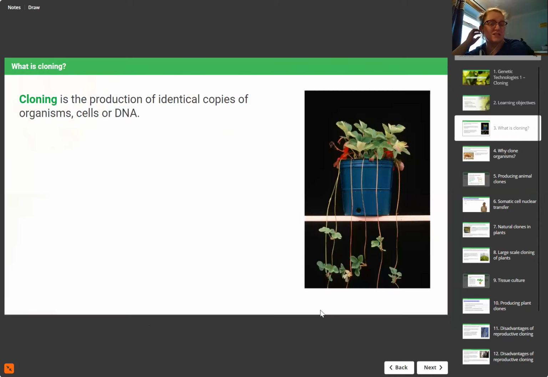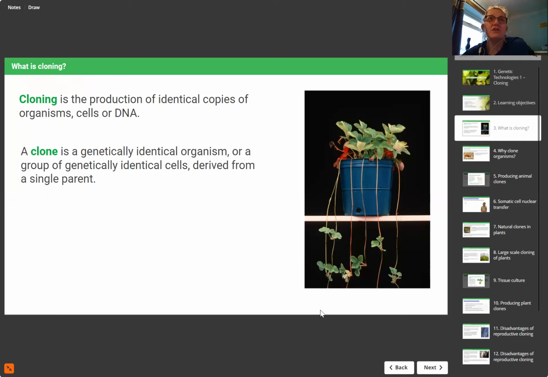So first of all, what is cloning? Cloning is basically just the production of identical copies of organisms, cells, or DNA. So it doesn't have to be of a whole organism, it can just be of cells, so we can clone cells, or we can clone DNA. The definition of a clone is a genetically identical organism or a group of genetically identical cells derived from a single parent.